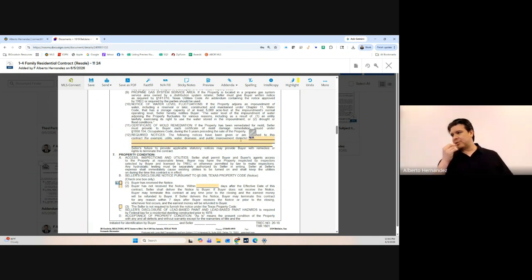Now, property conditions. So access, inspections, utilities: seller shall permit buyer and buyer's agents access to the property at reasonable times. Hate that term. What's reasonable to Carol might be totally unreasonable to me. Maybe she's like a super night owl and I like to go to bed early. I'm not letting you inspect my house at midnight. Buyer may have the property inspected by inspectors selected by buyer and licensed by TREC or otherwise permitted by law to make inspections. Any hydrostatic testing must be separately authorized by seller in writing. Seller at seller's expense shall immediately cause existing utilities to be turned on and shall keep the utilities on during the time this contract is in effect.